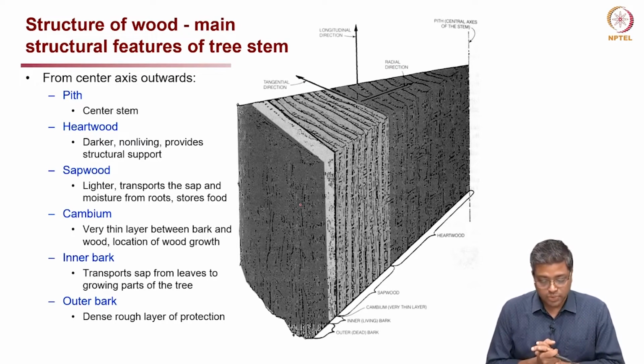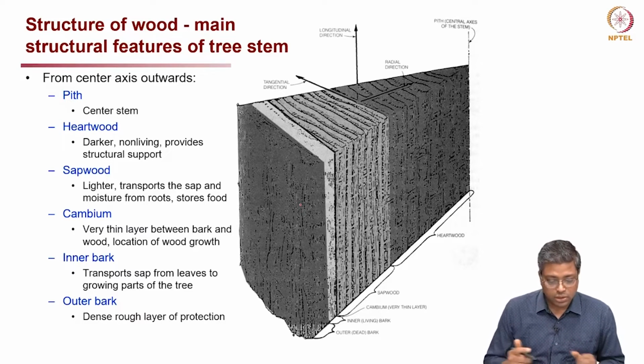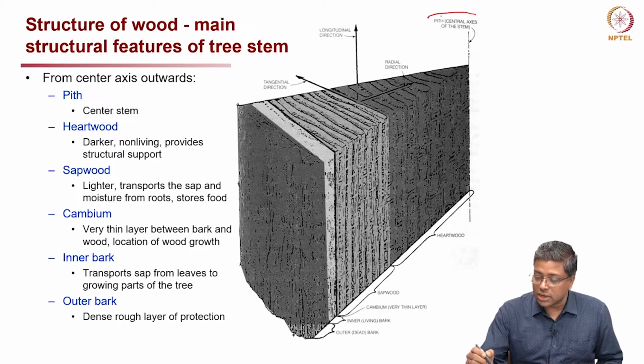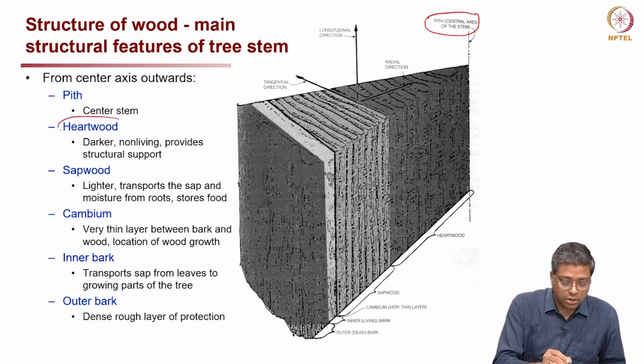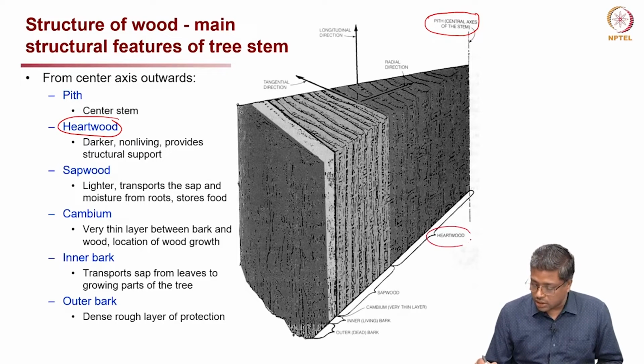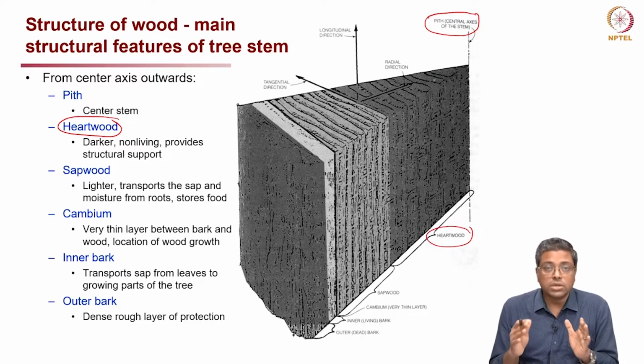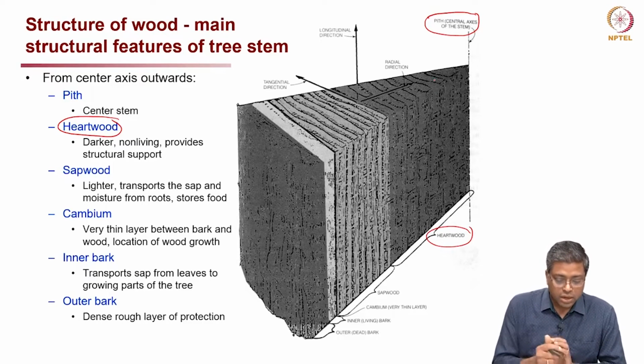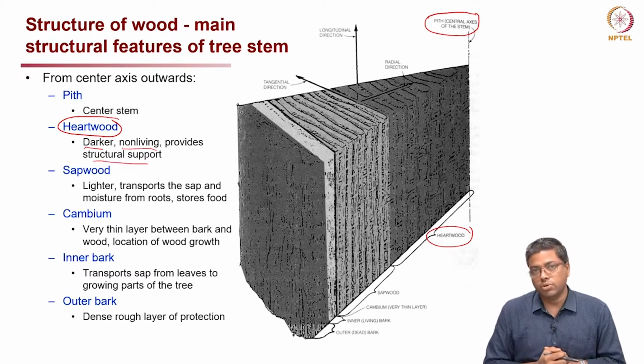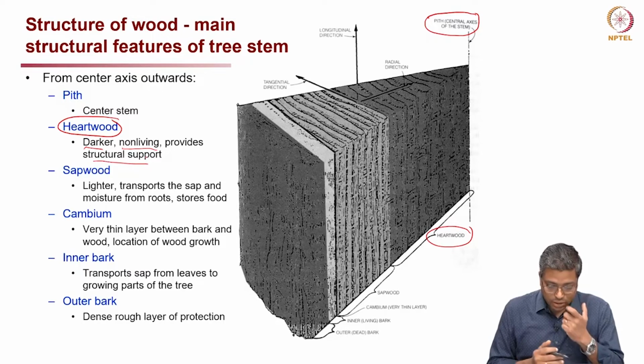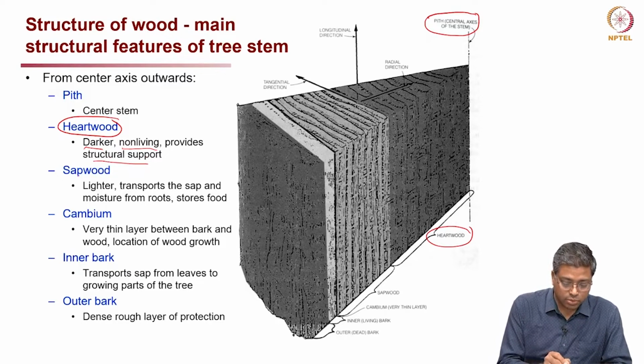If you cut a tree, these are all the different parts of a stem. You can see here, the first one is the central axis of the stem. We call it pith, and then you have something called heartwood, that is here. I am just connecting the image and the text. So, heartwood is the core of the wood. It's darker, and we say it is non-living, and it provides structural support. It's not actively growing.